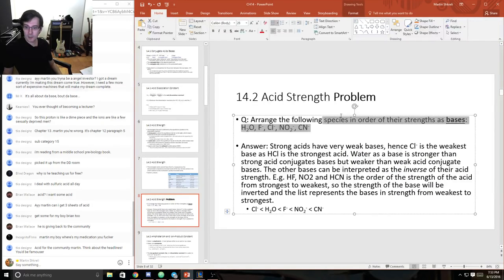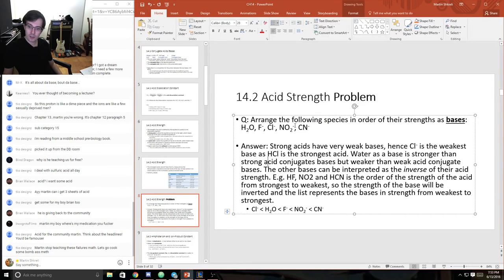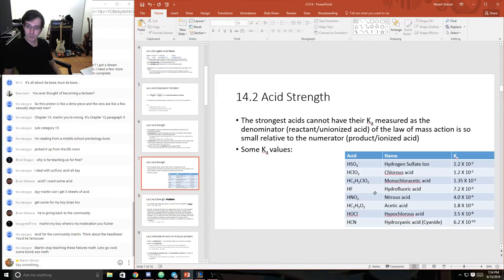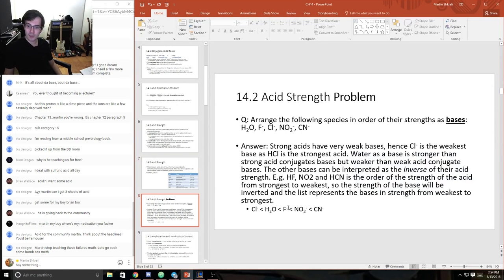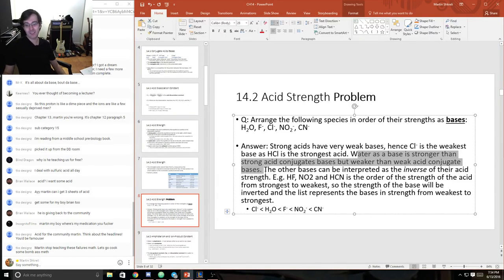So let's look at a basic problem regarding acid strength. Let's arrange the following species in order of their strengths as bases. So here's water, here's fluoride, chloride, nitrite, and cyanide. So very simply, strong acids have weak bases. They correspond quite well. HCl is the strongest acid, so Cl must be the weakest base. So Cl is going to be the weakest base. Water is stronger than strong acid conjugate bases, but weaker than weak acid conjugate bases. So we'll think about that, putting it here for now.